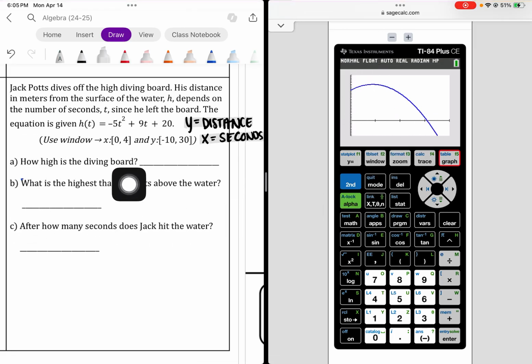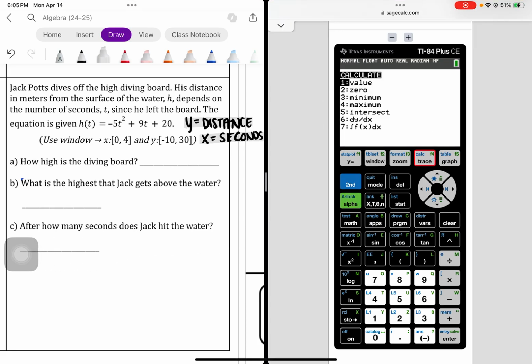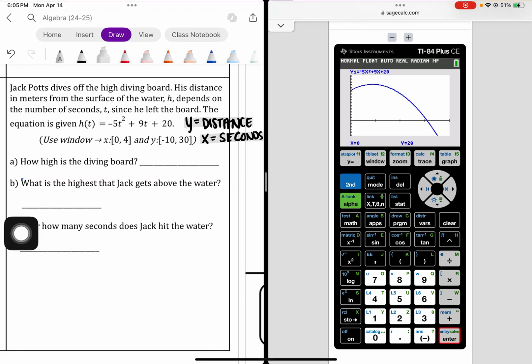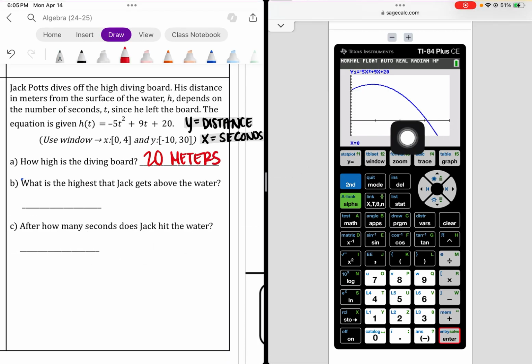We want to know how high is the diving board. So notice he's diving off of it. He hasn't gone anywhere. He starts. So that is our y-intercept. So we're going to go ahead and click second calculate. We want our value where x is 0. So notice that we are at (0, 20). So we are at 20 meters. That's how high our diving board was off the ground, because 0 is the ground. Don't forget 0.